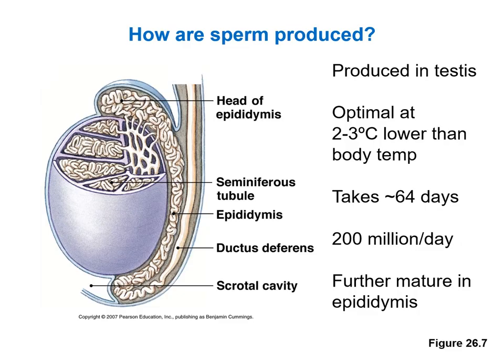Sperm production takes a few months from the progenitor to eventual sperm, a couple of months, but a lot gets made every day, on average about 200 million per day. So these get made in the seminiferous tubules, and then they further mature here in the epididymis structure shown here.